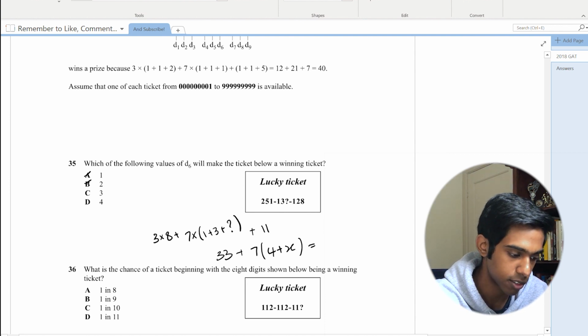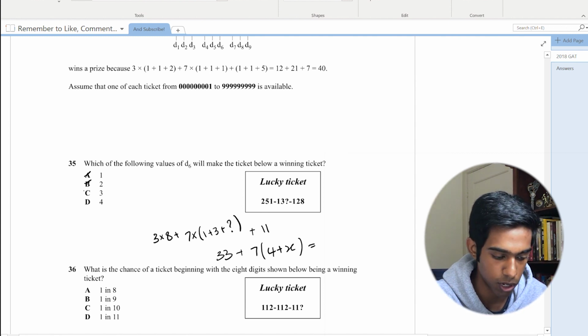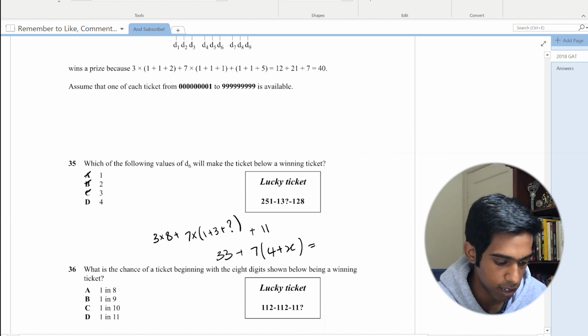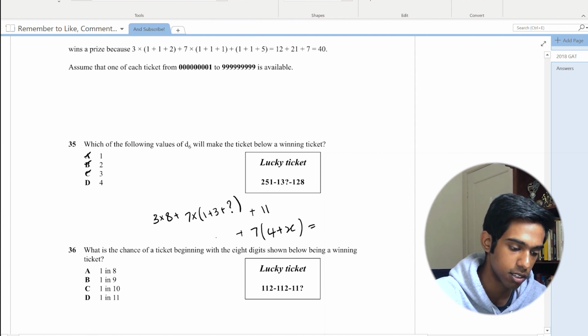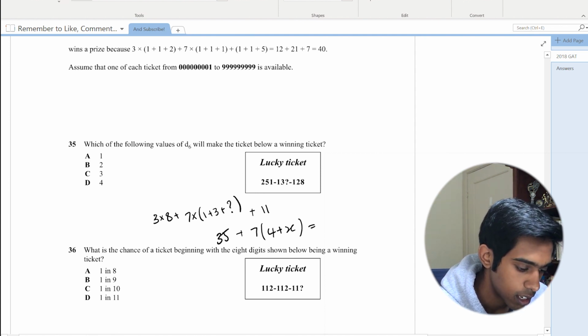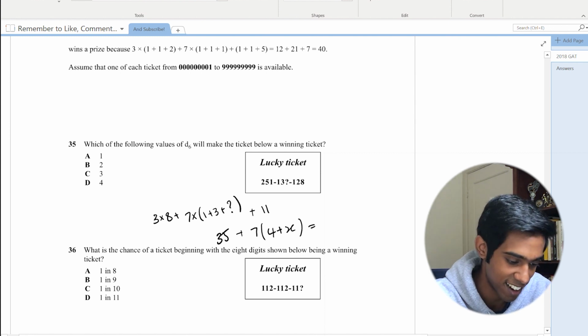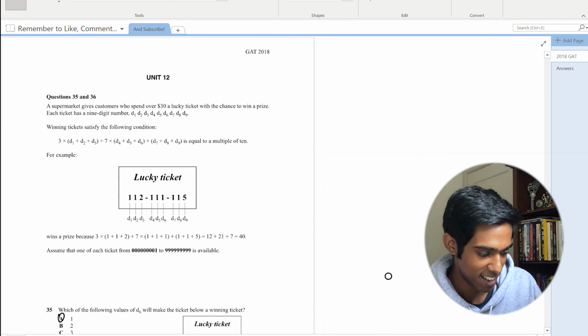You put in 3, so it's not 1 or 2. Put in 3, you get 7 times 7, which is 49. That's not going to work. And let's just take 4 for the sake of it. 7 times 8. Actually, no, I've made a mistake. Oh, this is 35. Whoops. This is 35. I'll start again. So 7 times 5, 35. It's going to work, so it'll be A.